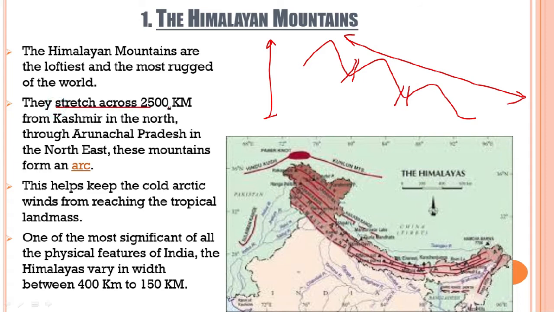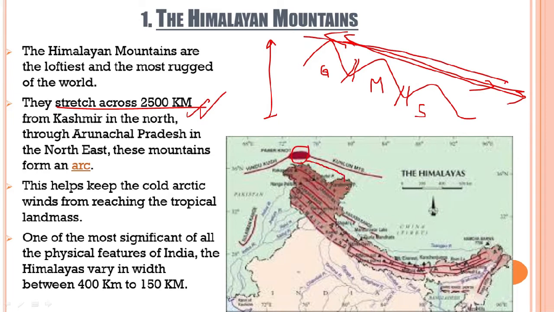So the stretch across 2500 kilometers, the basic stretch of this is 2500 kilometers. This is the Greater or Inner Himalayas, this is the Middle Himalayas or the Lesser Himalayas or the Himachal, and this is the Shivaliks. Clear? So the total stretch of these mountains from here, from the Pamir Knot, you can see that from Jammu and Kashmir till Arunachal Pradesh, this is the stretch and this is 2500 kilometers.